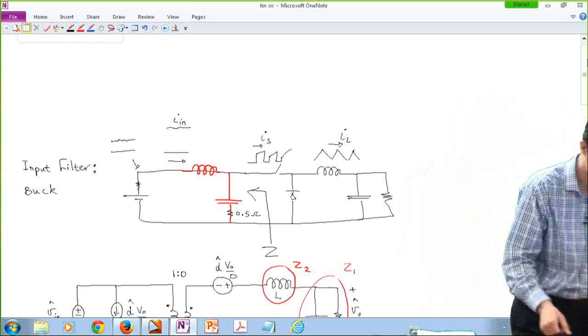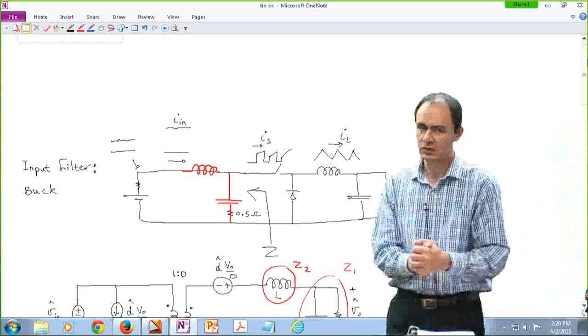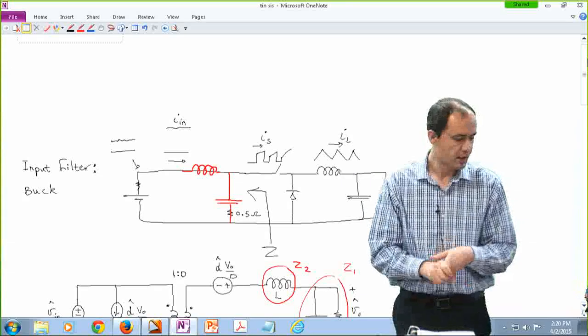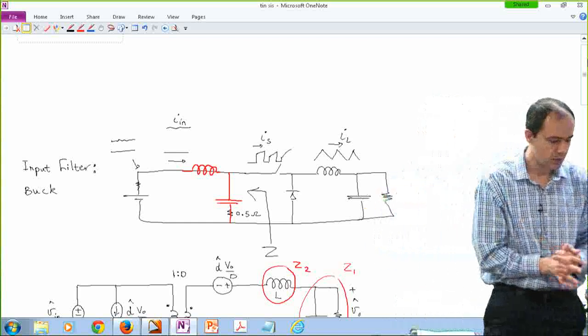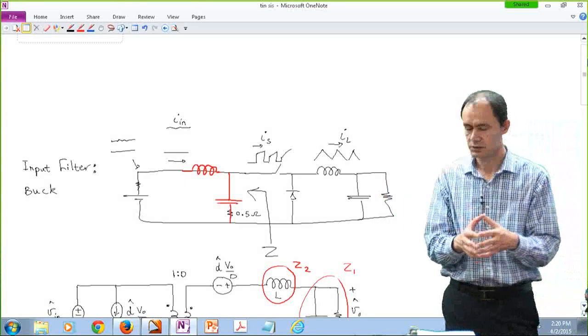When I was an undergraduate student, we had a course called filters. It was a 3-credit-hour course. You would learn how to design a filter, where to place the zeros and poles. Unfortunately, we don't have that course here in the curriculum. But remember, you are designing a filter to eliminate a particular harmonic, right?